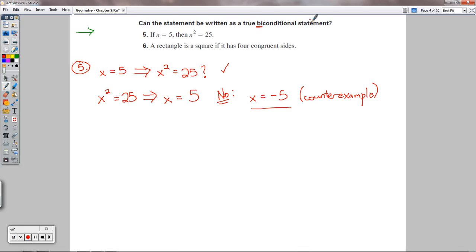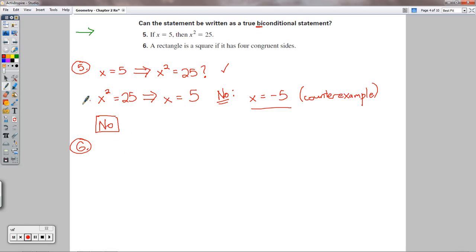Can the statement be written then as a true biconditional statement? You would say no. It cannot be written as a true biconditional statement because it does not work in both directions. So because of this not being true necessarily, we say no, it's not a true biconditional statement.